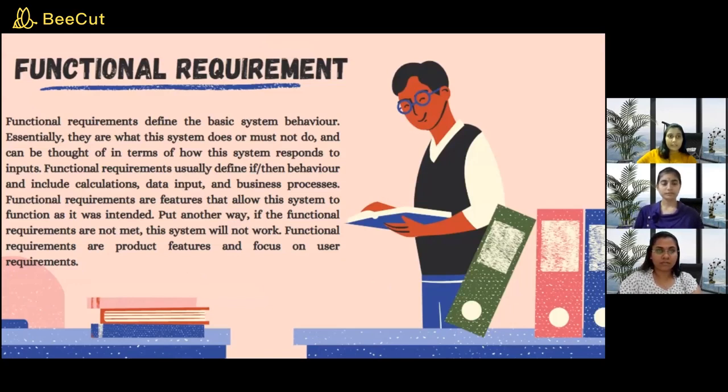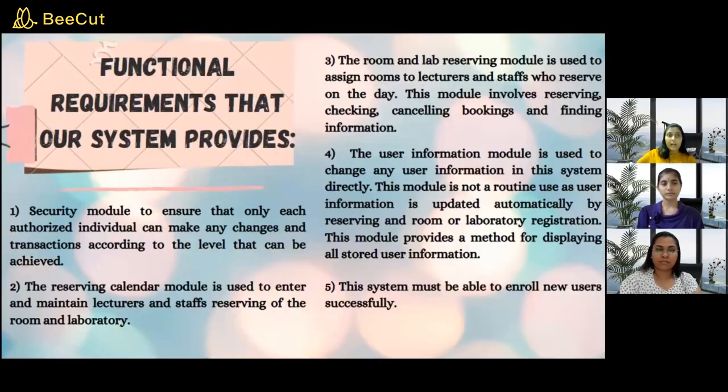Functional requirements usually define if/then behavior and include calculation, data input, and business processes. Functional requirements are features that allow the system to function as it was intended. Put another way, if the functional requirements are not met, the system will not work. Functional requirements are product features and focus on the user requirements. These are the functional requirements that our system provides.